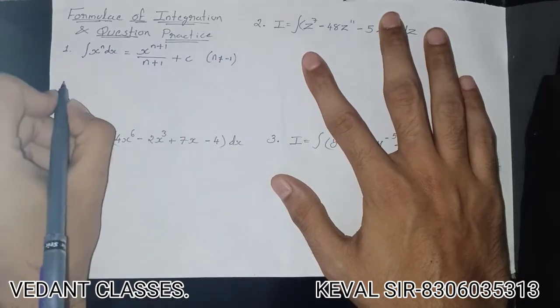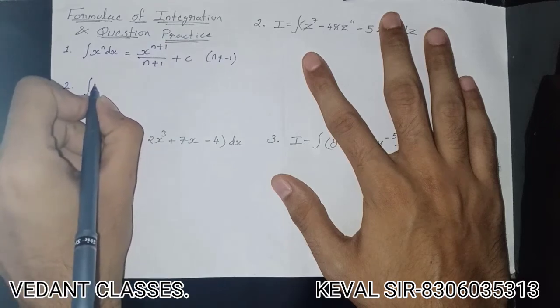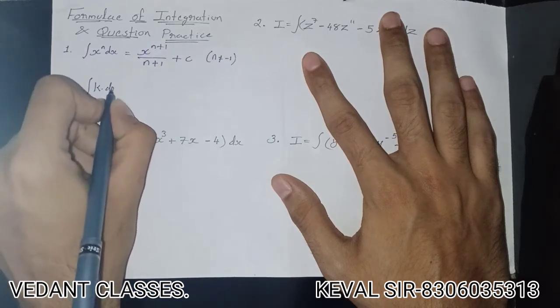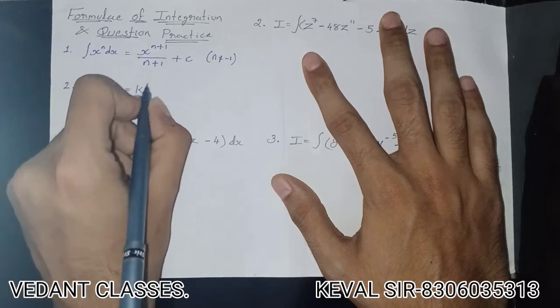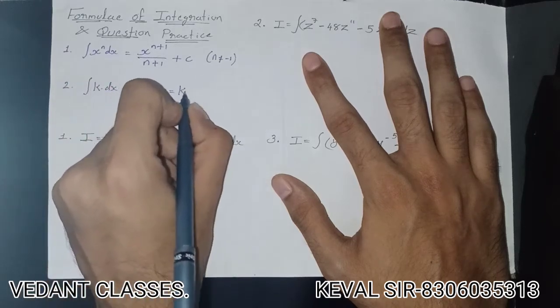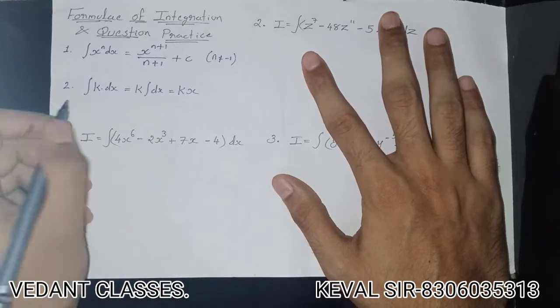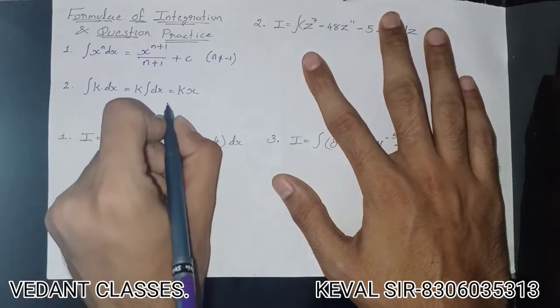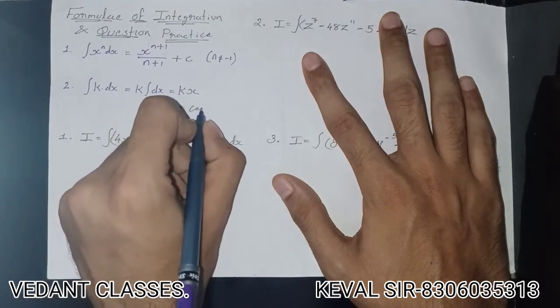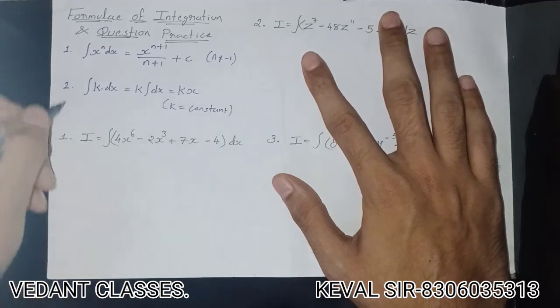Now let's see the second formula. Integration of any constant, we need to take the constant out, dx. So integration of this will be x. This is the formula for any constant, so you can directly write the value here. We can write k is equal to any constant. Now let's solve a few questions regarding these two formulas.